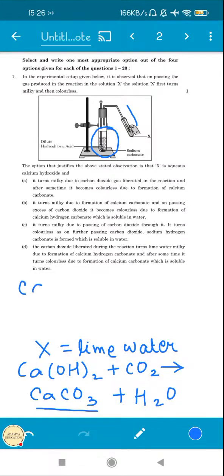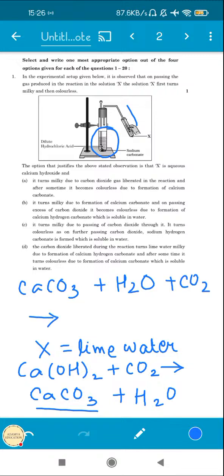So this calcium carbonate, when it is subjected to more carbon dioxide, since it is already in solution form, I am using this H2O. Along with that, if more carbon dioxide is passed through it, we are going to get calcium hydrogen carbonate, or calcium bicarbonate, which is soluble in water, and as a result it will become a colorless solution. Okay, so the correct answer will be A. It turns milky due to carbon dioxide gas liberated in the reaction, and after some time it becomes colorless due to the formation of calcium carbonate.